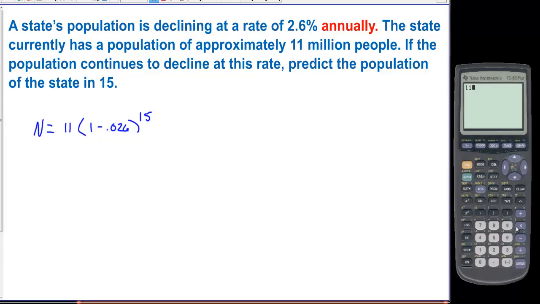We have 11 times 1 minus 0.026 raised to the 15. And that is 7.409, so 7.409 million people. Now we wanted this to be a minus because this percentage right here is a rate that is declining.